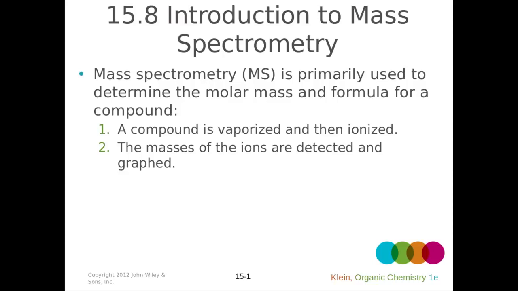today. And first of all, I'd like to talk about how mass spectrometry is used and what it's used for. So mass spectrometry is used primarily to determine the molecular weight of a compound, or the molar mass of a compound, and hopefully its molecular formula. And so we're going to learn to determine the molecular formula from the given molar mass, which is indicated by the mass spectrum.